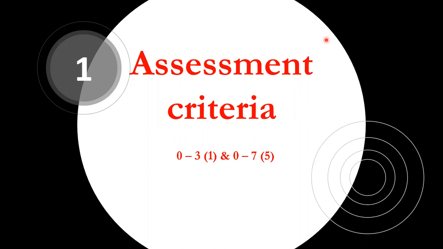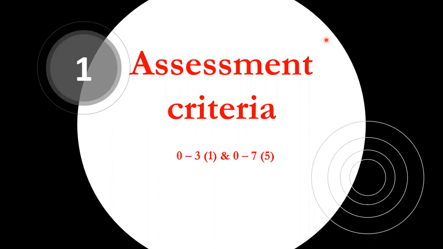In this lesson, we are looking at the assessment criteria for the writing subtest. There are 6 criteria in all: purpose, content, conciseness and clarity, genre and style, organization and layout, and language. Purpose takes 0 to 3 points, and the rest of the 5 take 0 to 7 points each.